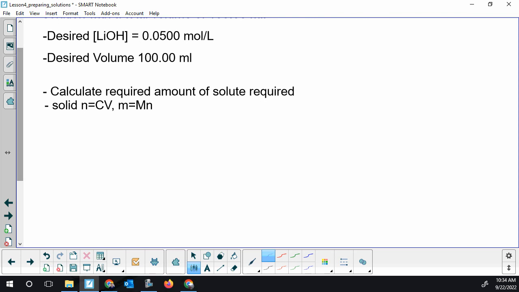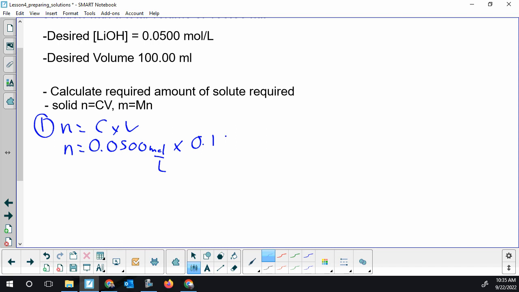So to calculate the total mass, starting with moles, concentration times volume, 0.0500. Those leading zeros aren't significant. They're just placeholders, but the trailing two are significant digits. Times the volume, I've got 5 measured zeros, so I have to keep all of those. So I end up with 0.00500 moles.